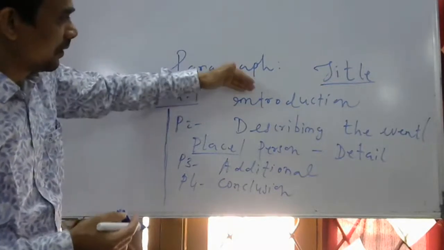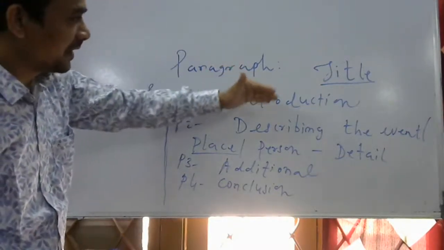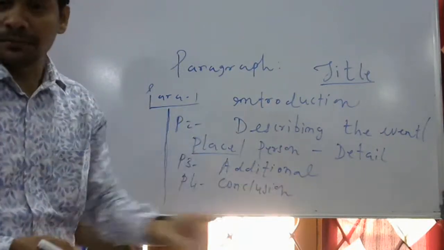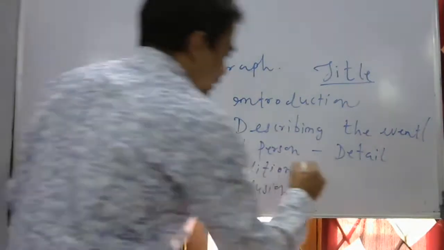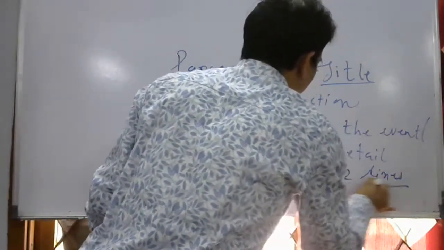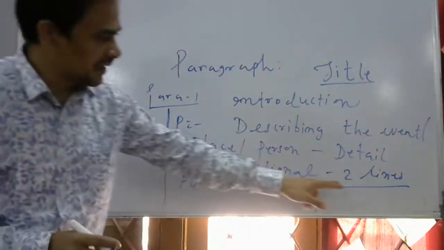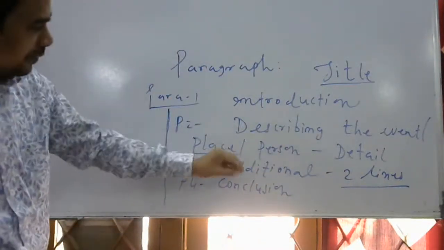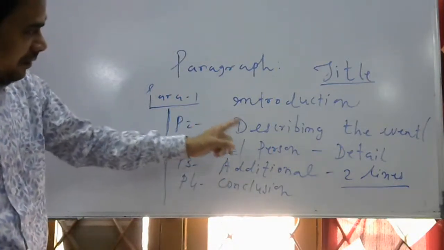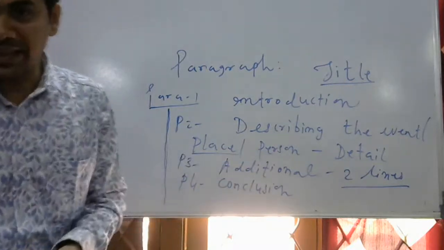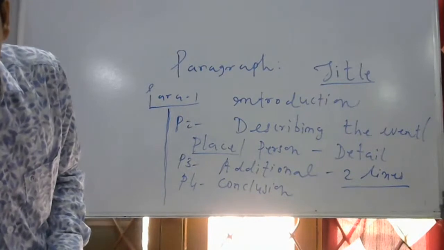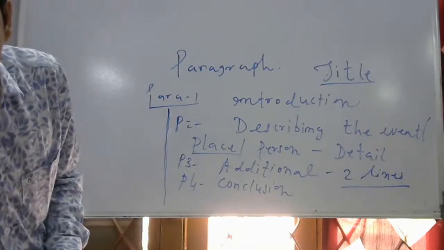Yes, I have to first go with the introduction part, then describe the thing in detail, then provide additional information. It should be very brief and concise, not more than 2 lines. If you would like to give additional information, it should not exceed 2 lines. Otherwise, you don't give any additional information. Then the conclusion part. And I discussed with you also, while describing any person, all of you know it very well. Describing any person, what are the things that you have to take care of?